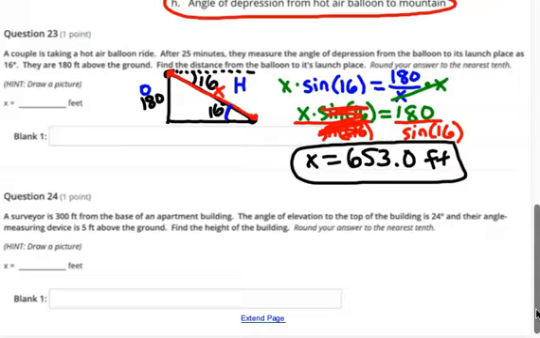So a couple tricky things about that. The angle of depression is the same as the angle of elevation, so the 16 actually belongs in the lower right part of that triangle.